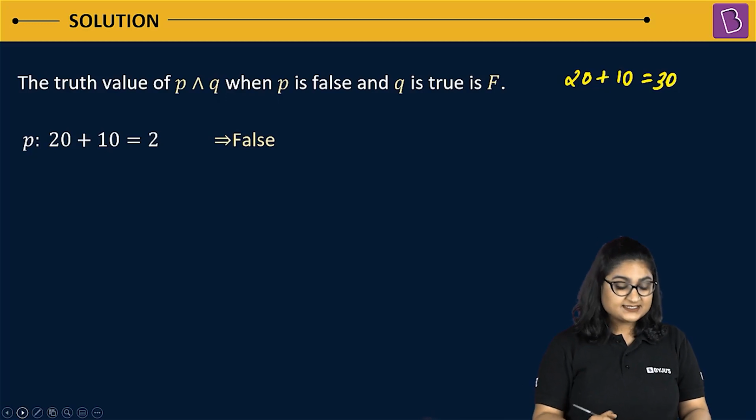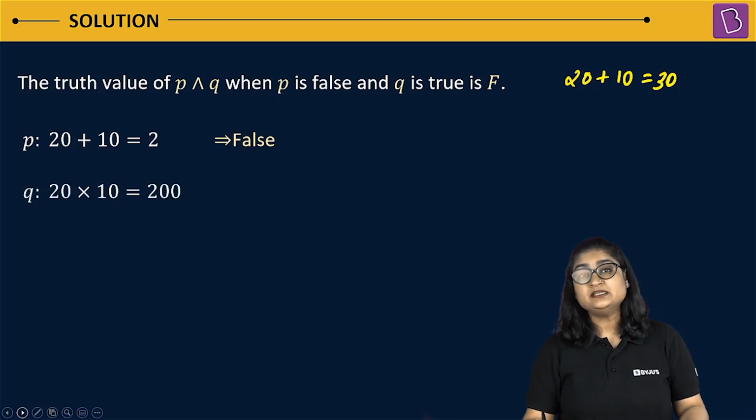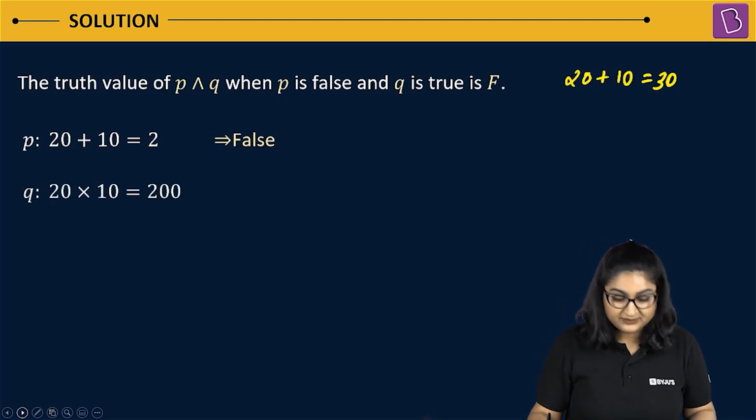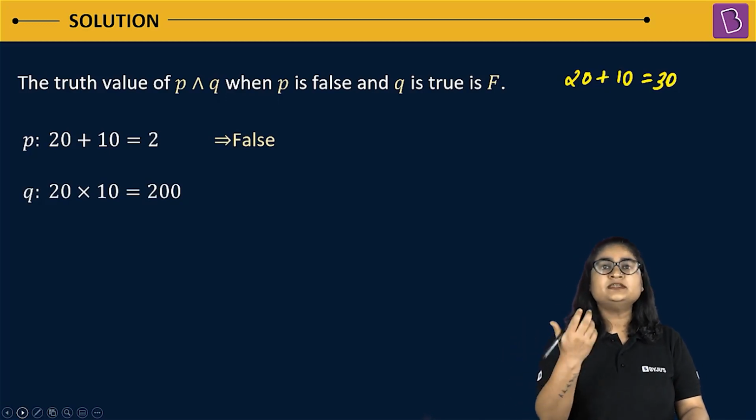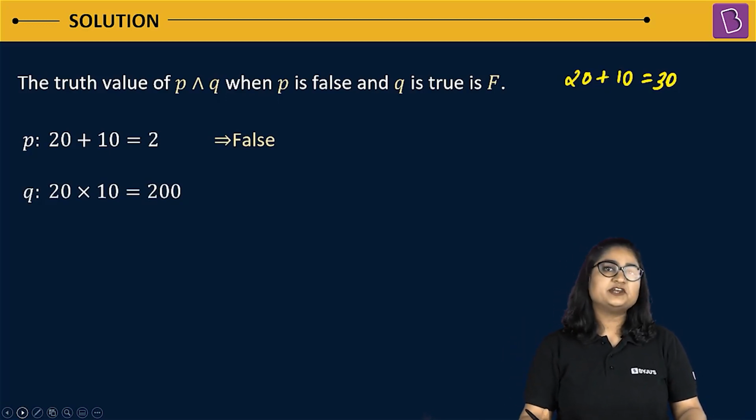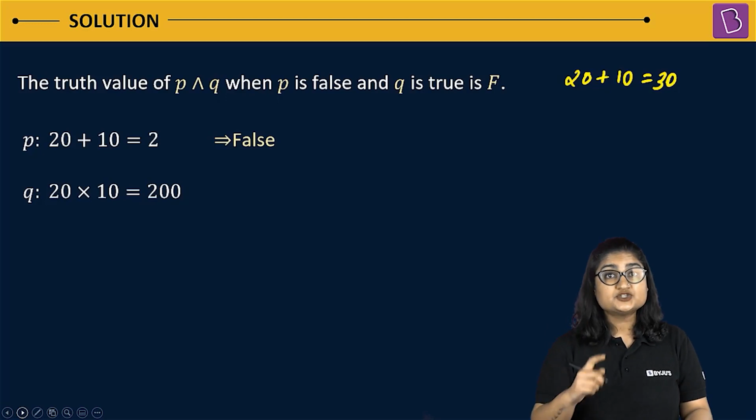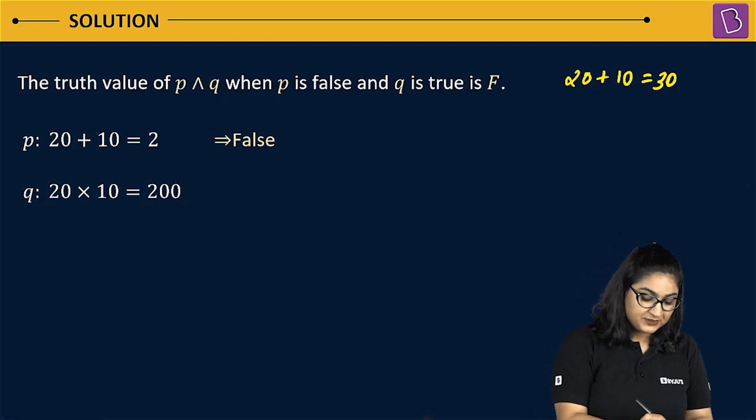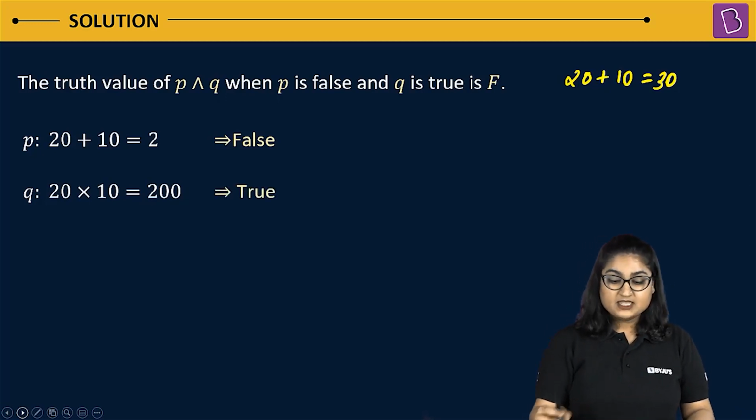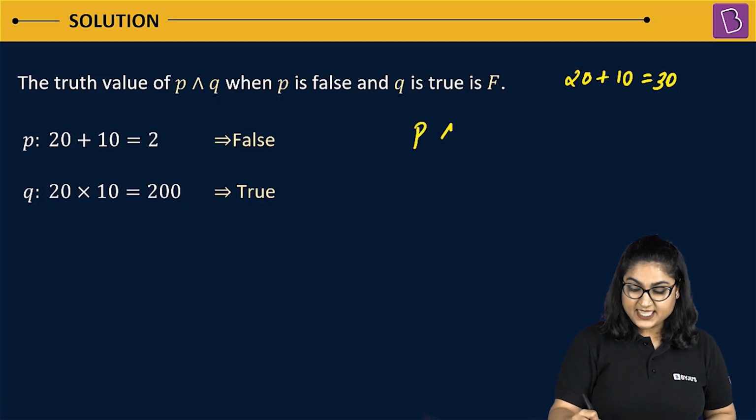Now, what is the second statement? The second statement is 20 multiplied by 10 is equal to 200. We all know that yes, 20 multiplied by 10 gives us 200. Hence, we can say that the truth value of the statement Q is going to be true. Okay, so here what we have is P and Q. Now, P is false and Q is true.